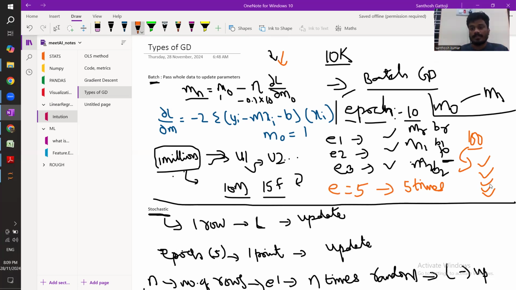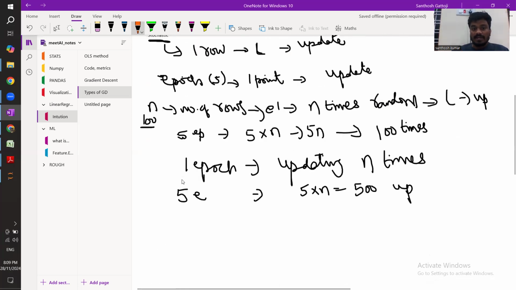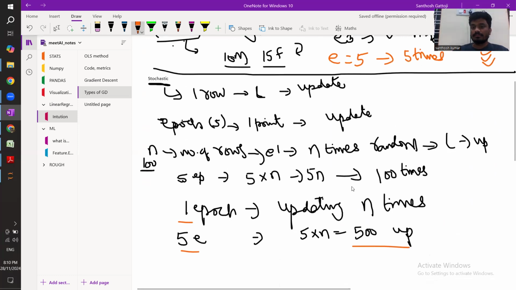But here, in one epoch, it is updating 100 times, because it is updating for every value. So 5 epochs, 500 times it is updating. Clear? Let me complete, and then I think some of your doubts will automatically get clarified.